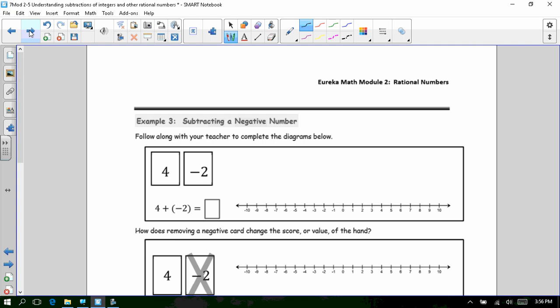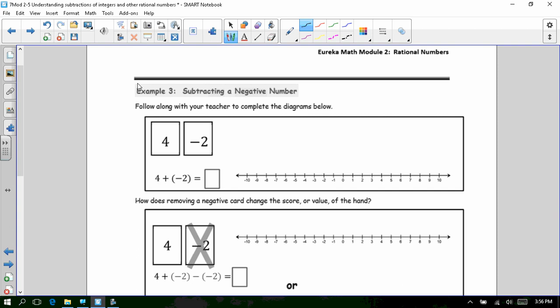Example 3, subtracting a negative number. Ooh, a minute ago we were subtracting a positive. Now we're going to subtract a negative number. The other one's pretty easy. This one gets a little more confusing. So let's start with what we did a minute ago. I have a card that's a 4, and I'm going to add a negative 2 to it. So I think I'll draw this one straight. Okay, I've got a 4, and I add a negative 2 card to it, and I end up here at 2, right? I have 4, and I added negative 2 to it, and I ended up at 2.